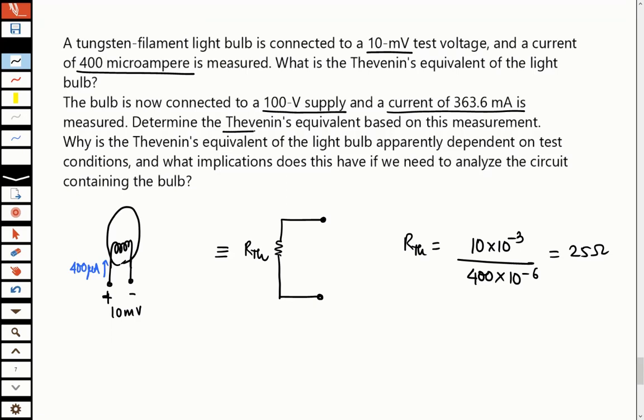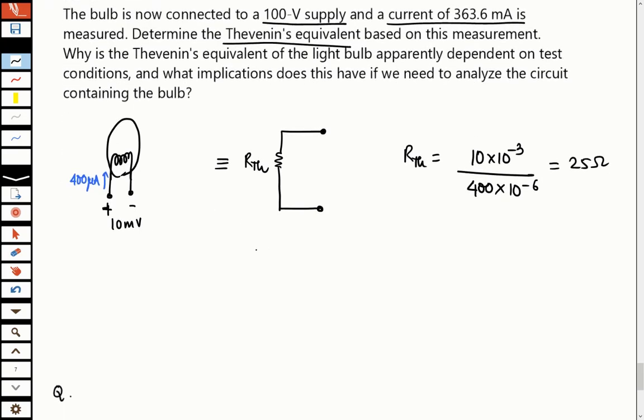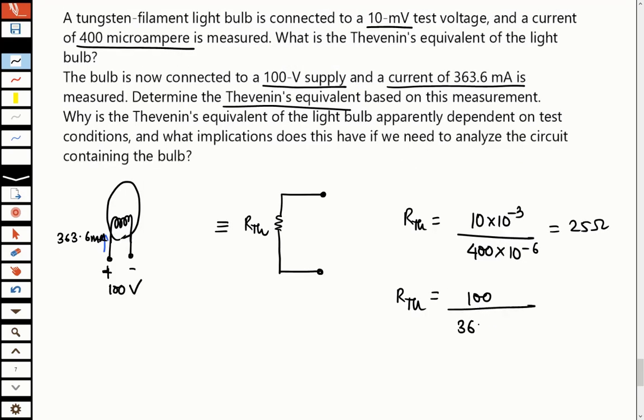What is the Thevenin equivalent in this state? What would be the Thevenin equivalent now? It comes out to be 302.5 ohm. Then the question says, why is the Thevenin equivalent of the light bulb apparently dependent on test conditions? And what implications does this have if we need to analyze a circuit containing the light bulb?